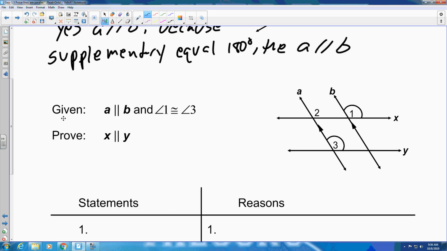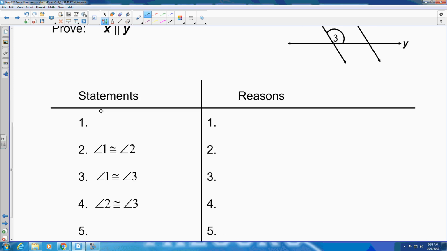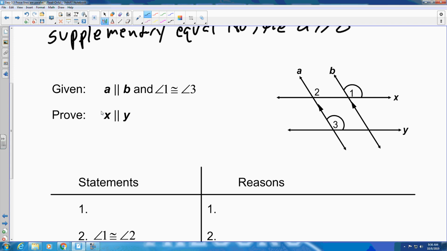All right, so if we look here, we have a two-column proof. We are given some statements. We don't have any reasons given to us, so we have to find those. So if we look here, the given was that A is parallel to B, which makes sense because we have the arrows, and angle 1 is congruent to angle 3, which they give the hash marks to.